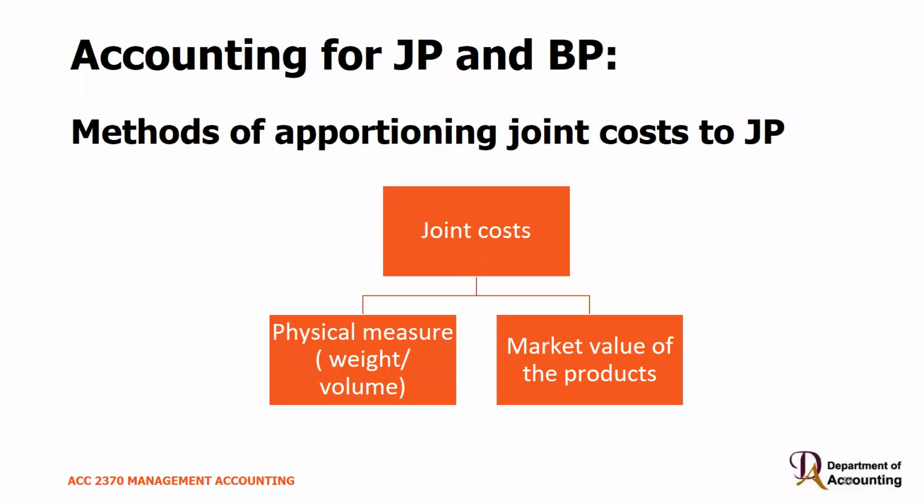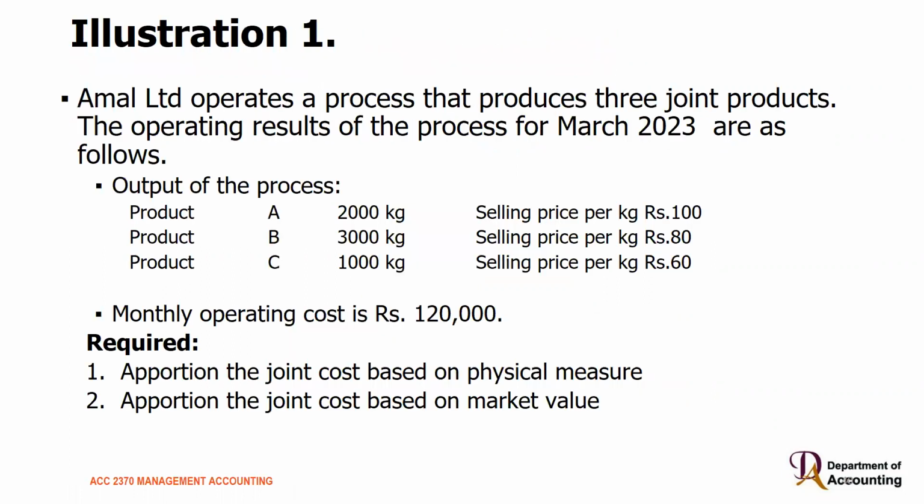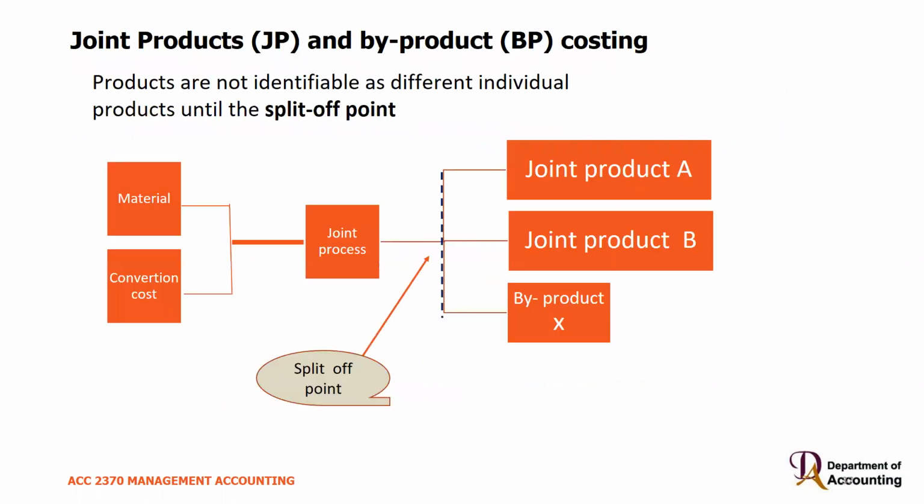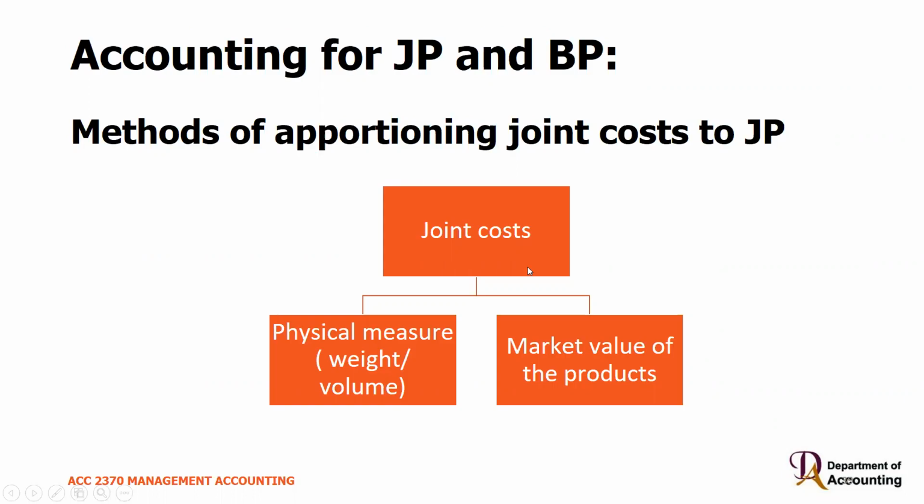And then accounting for joint products and byproducts. Now, basically, we are going to talk about joint products, right? In your syllabus, we are going to focus on joint products accounting. Basically, there are two methods of apportioning joint cost to joint products. Now, we are going to allocate. Now the joint process has a cost, you call it joint cost. You are going to allocate the joint cost to different joint products, right? So how are you going to do that? There are two methods. First one, based on physical measures.